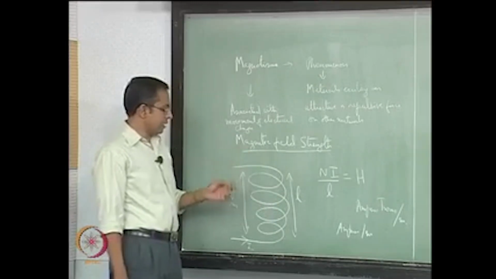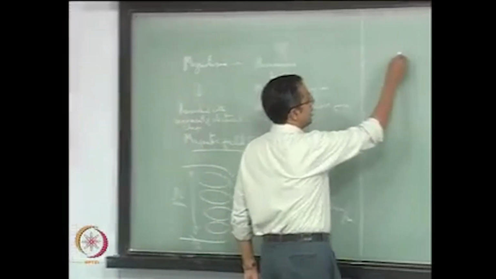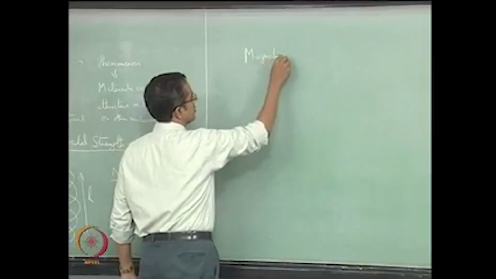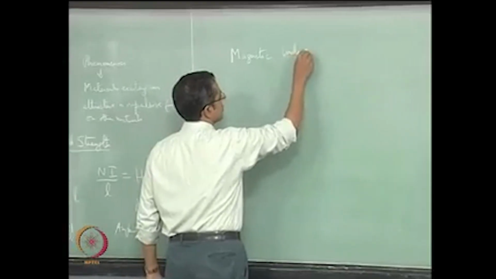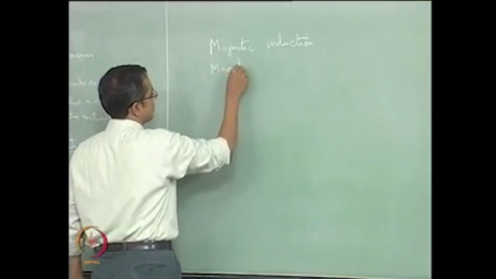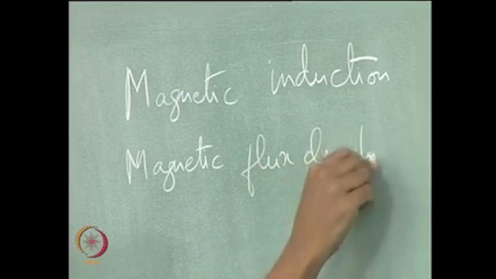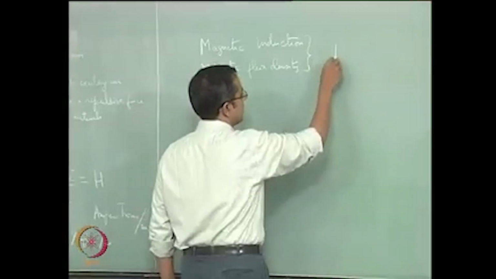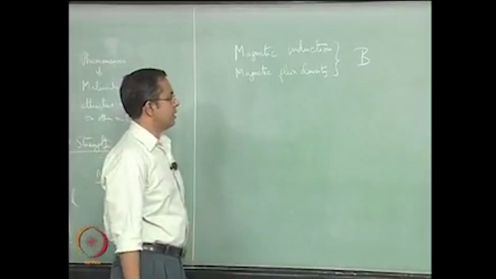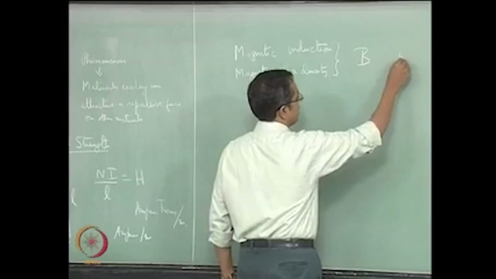So when this field interacts with that material, it creates a field inside that material, and that we call the magnetic induction. Or we also call it magnetic flux density. These are designated by the letter B, capital B. Okay, so magnetic induction or magnetic flux density is designated by the letter B, and this B is in Webers per meter square.